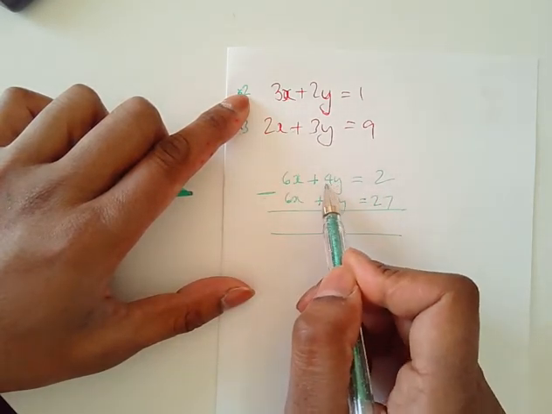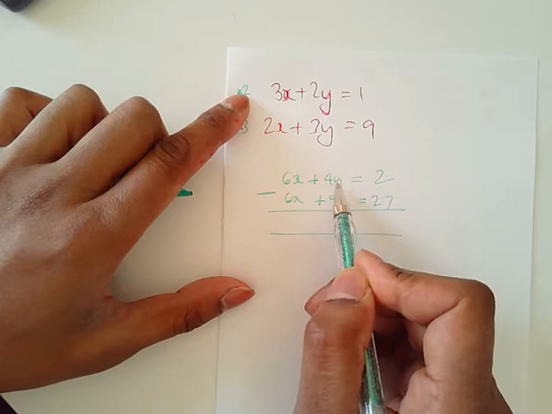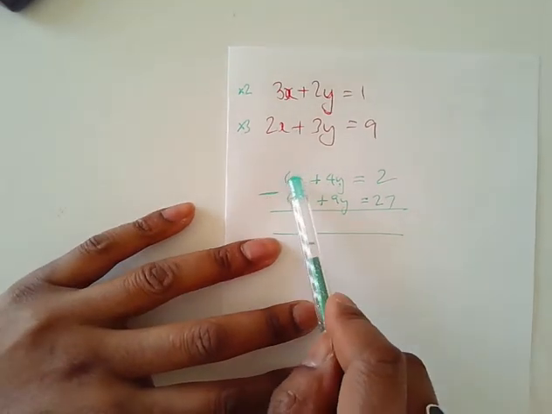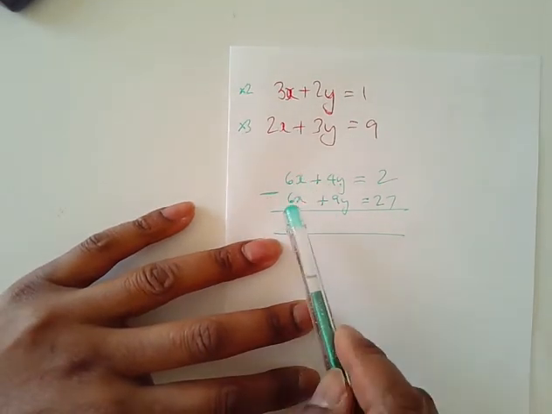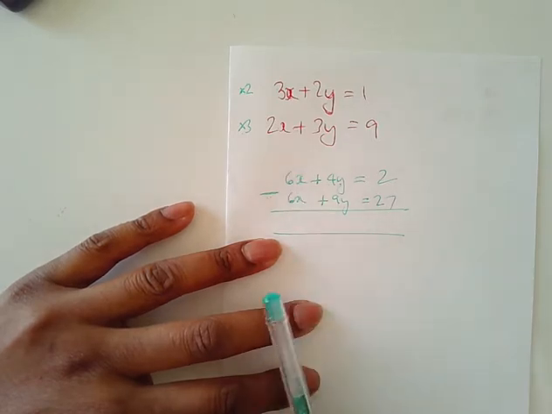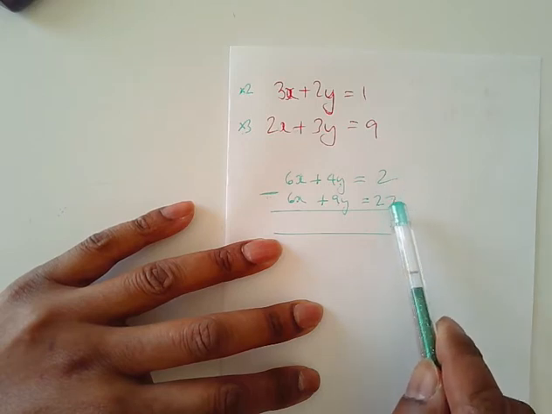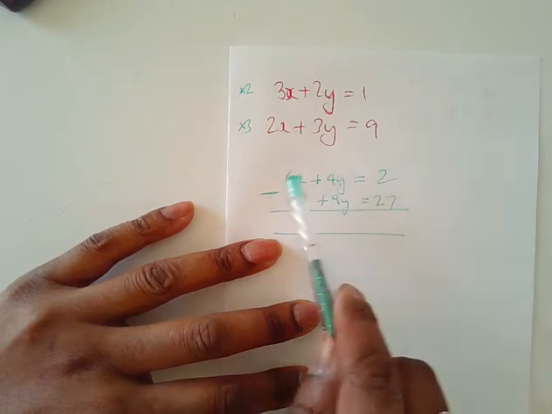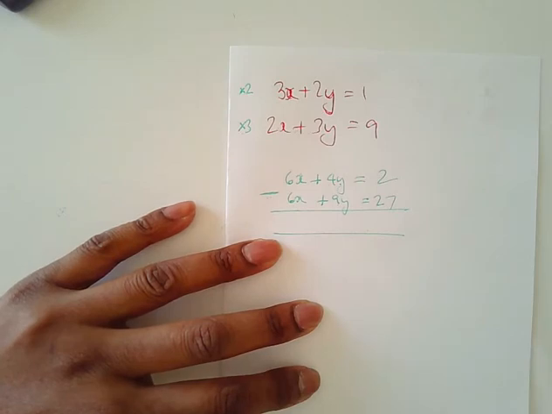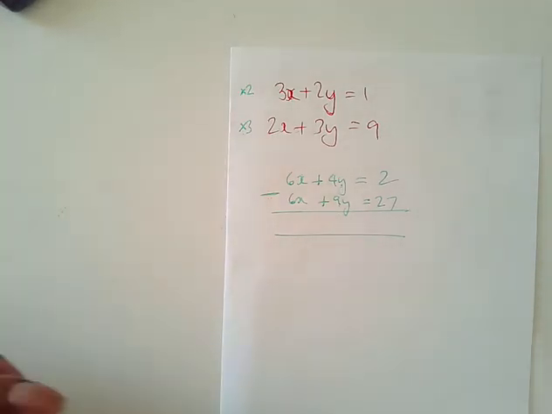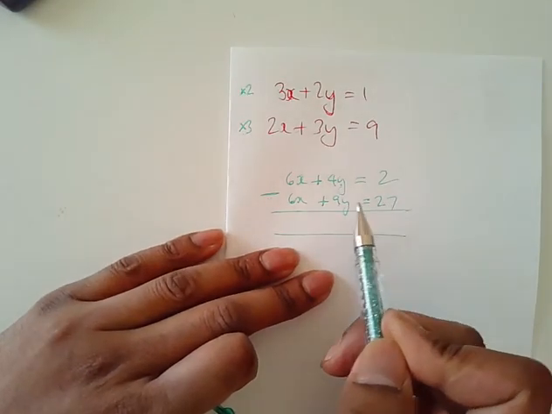Here I have 4y, take away 9y. Now what I should have done is have a think about which way I'm going to take away. Should I take away from top to bottom, or should I take away from bottom to top? Well, I'd prefer to do bottom to top, because if I do top to bottom, 4y take away 9y, I'll end up with negative numbers, and they're a bit messy to deal with. Sometimes you cannot avoid them, but in this case we can. So I'm going to take away from bottom to top.